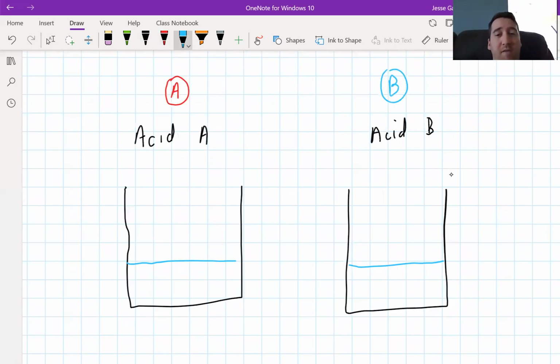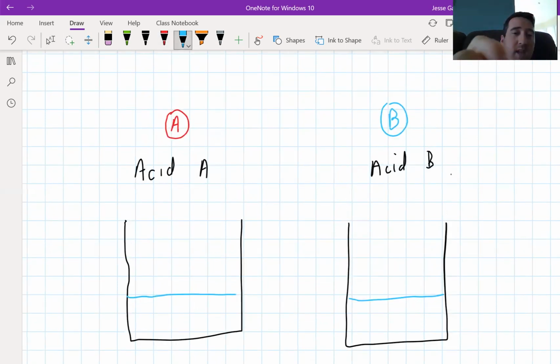Now, of course, this is before they dissociate in water. We know that both of these substances are going to dissociate to produce H plus ions. Both of these acids are going to do that because that's what an acid does. But according to Arrhenius, not all acids act exactly the same. So for example, say we had the same quantity of each one, say 1 mole of this and 1 mole of this.